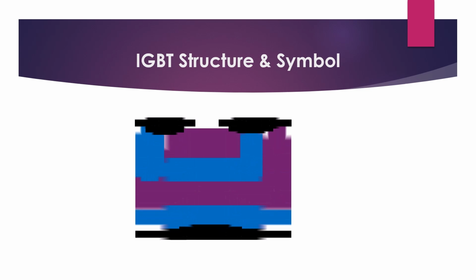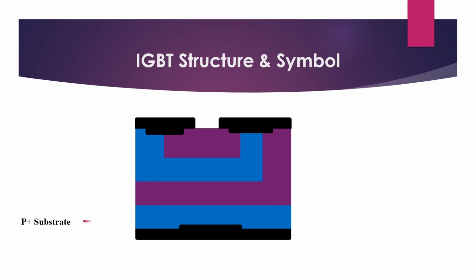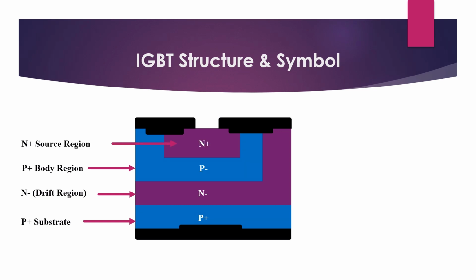An IGBT has a four-layer PNPN structure, with alternating layers of P-type and N-type semiconductor material. P+ substrate: this is the collector layer, heavily doped with P-type impurities. N- drift region: this lightly doped N-type layer is crucial for blocking voltage and affects the breakdown voltage of the device. P- body region: this region forms the base of the PNP transistor within the IGBT structure. N+ source region: this region is heavily doped with N-type impurities and forms the emitter of the IGBT.